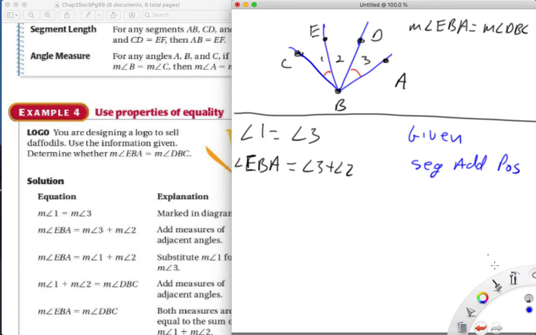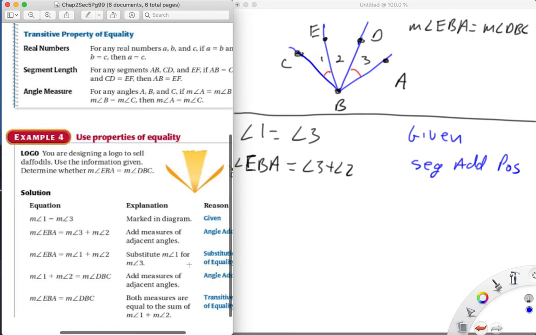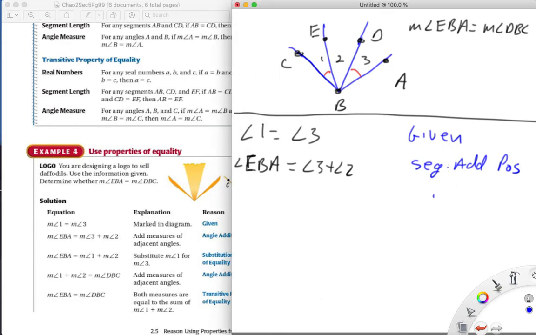Okay? That's our justification. Oh, I'm sorry, not segment, angle. I meant angle. I'll write the angle symbol. Angle addition postulate. Okay?